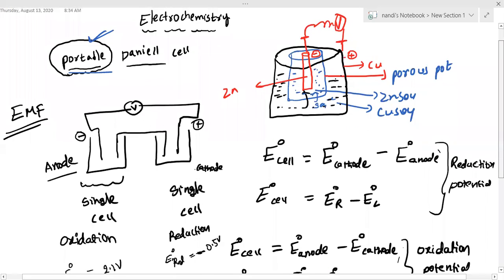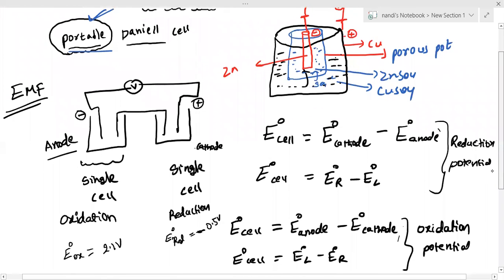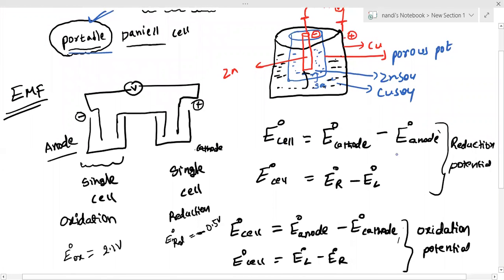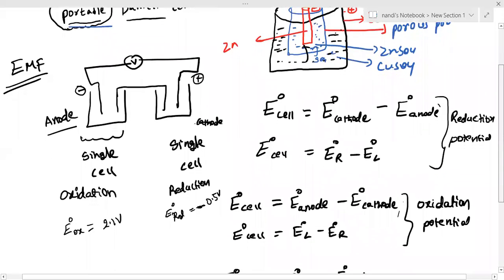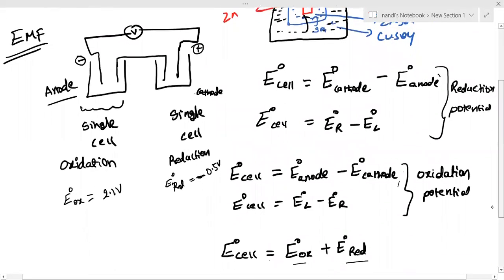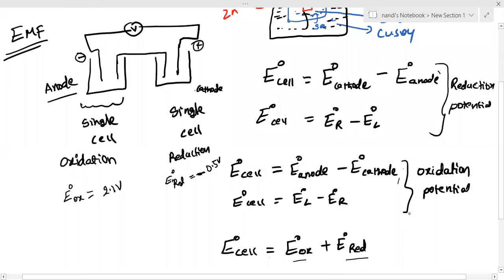I think so, the E cell calculation class I provided. E naught cell equals E naught cathode minus E naught anode. E naught cell equals right minus left. I gave all these things. I hope you know how to calculate E naught cell. These are the formulas, you noted them down. We are expecting that this indicates standard conditions.